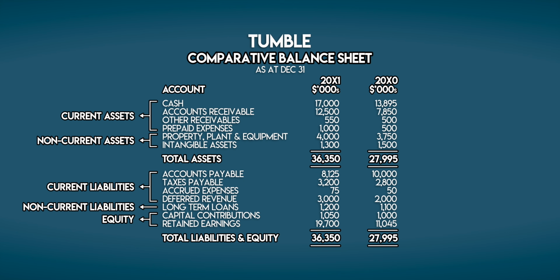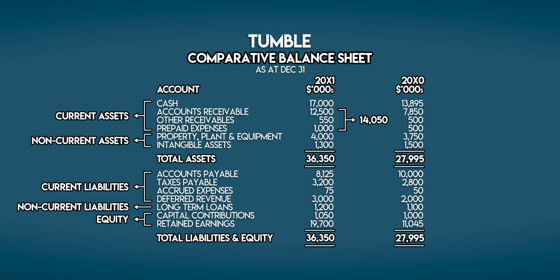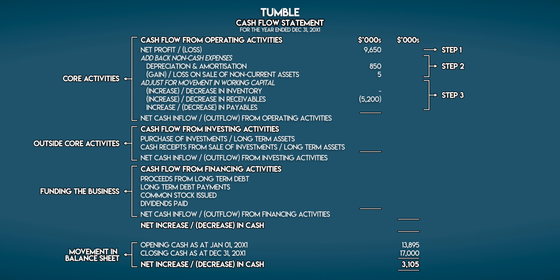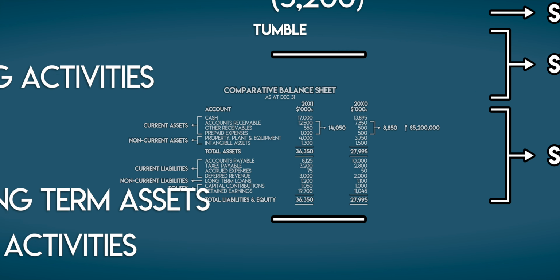Accounts receivable, other receivables, and prepaid expenses, which add up to $14,050,000 in the current year, and $8,850,000 last year. That's an increase in receivables of $5.2 million during the year. An increase in receivables reduces cash flow, so we subtract $5.2 million from cash flow from operating activities. I like to think of it this way. If receivables have gone up, then Tumble is owed more money, which isn't good for cash flow.